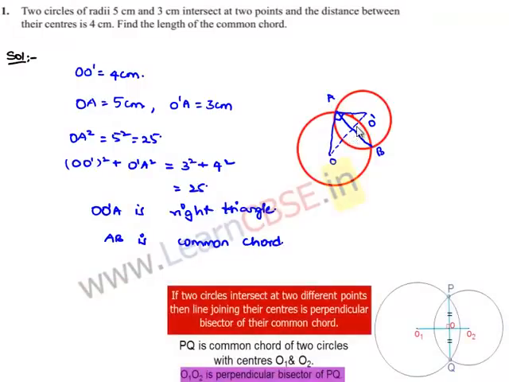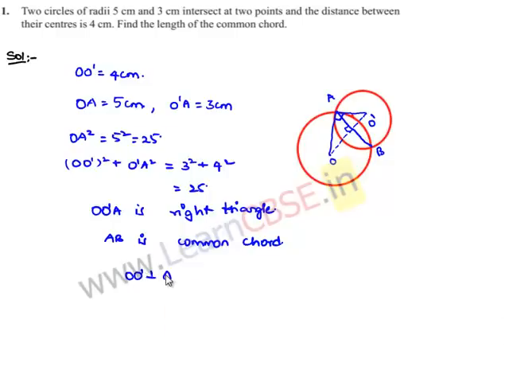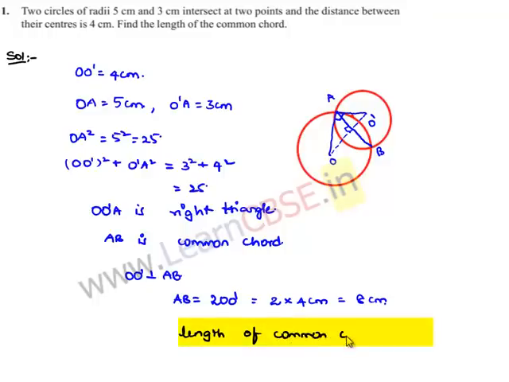We know that the line joining the centers of two circles perpendicularly bisects the common chord. Therefore OO dash is perpendicular to AB, and the length of the chord is equal to 2 times the line joining the centers, that is 2 times OO dash, which is 2 times 4 centimeters. Therefore we get AB is equal to 8 centimeters, that is, the length of the common chord is equal to 8 centimeters.